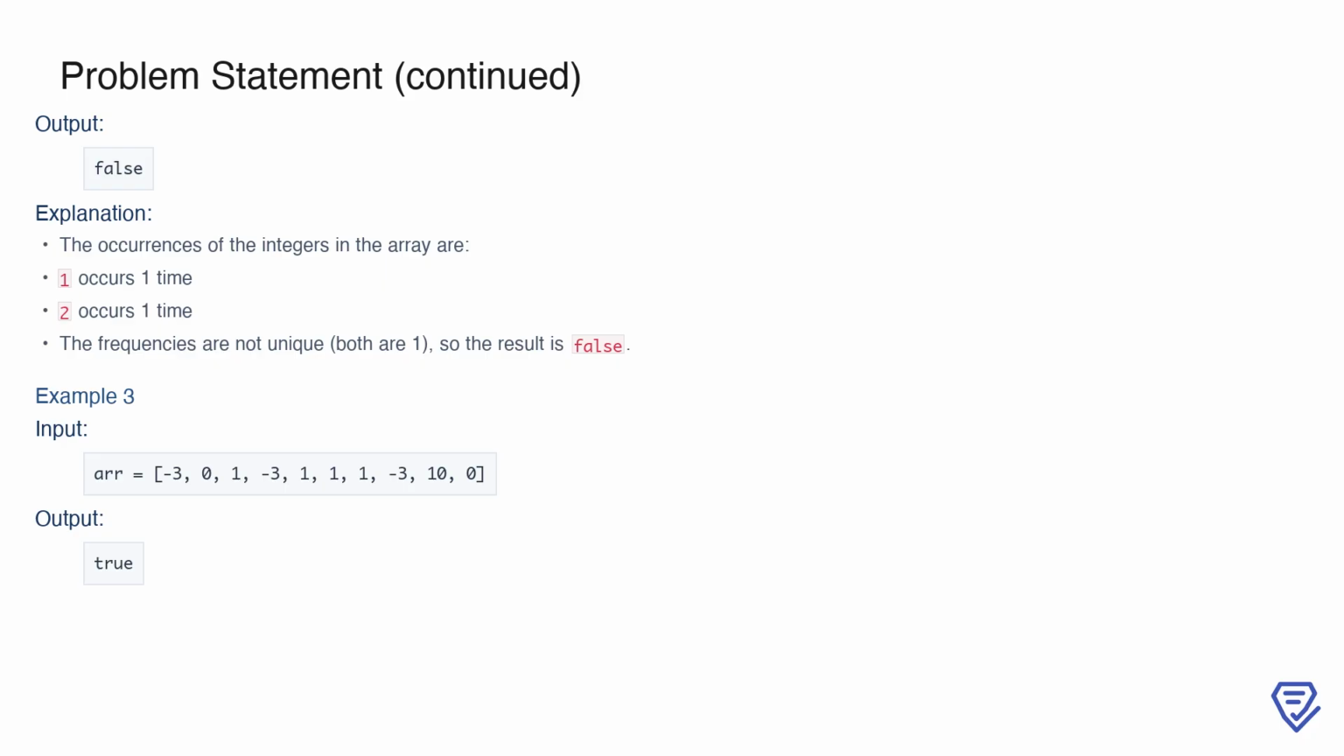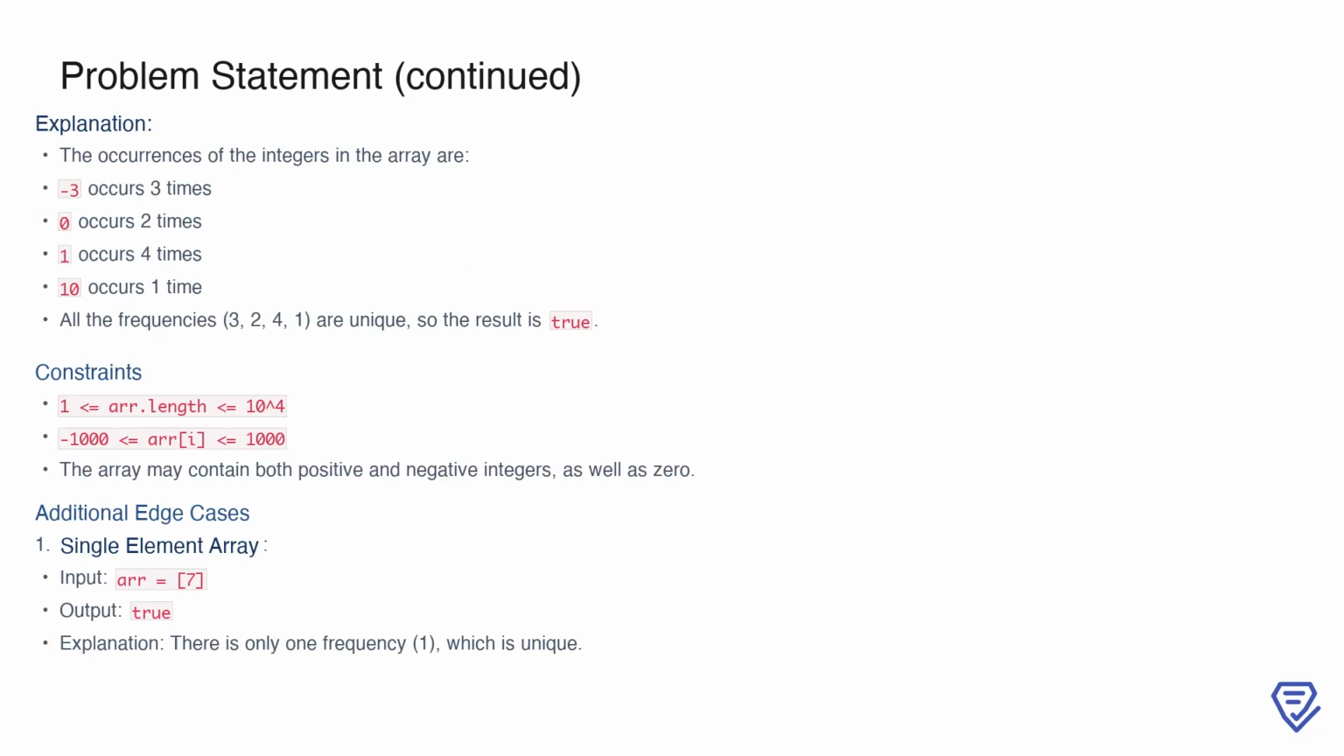Now, consider another example where the input array is 1, 2. In this case, the number 1 appears 1 time, and the number 2 also appears 1 time. When we observe the frequencies, both values have the same count of 1. Since the frequencies are not unique, the function will return false. This highlights the situation where the condition is not satisfied, demonstrating that the output depends entirely on the uniqueness of these frequencies.